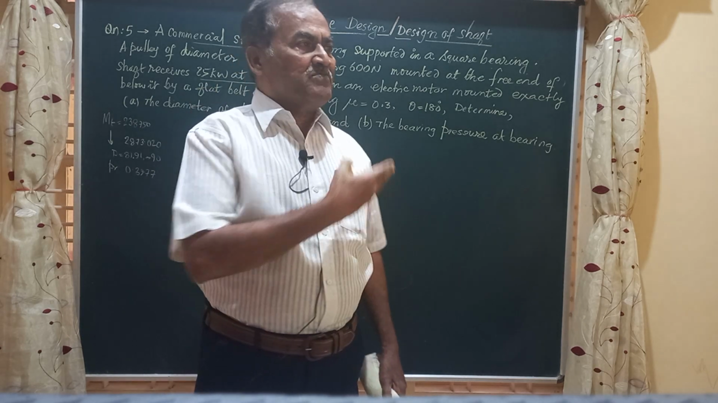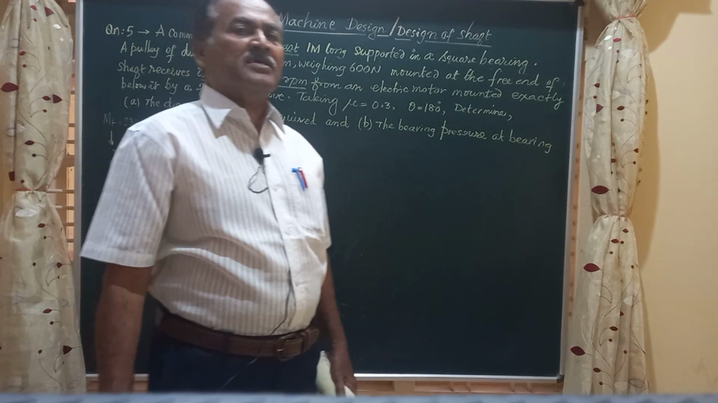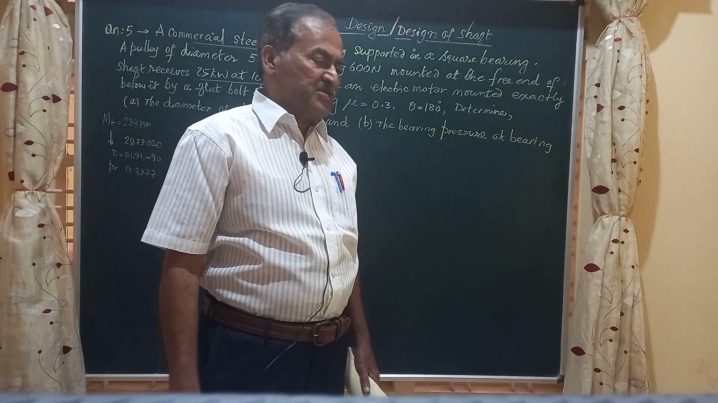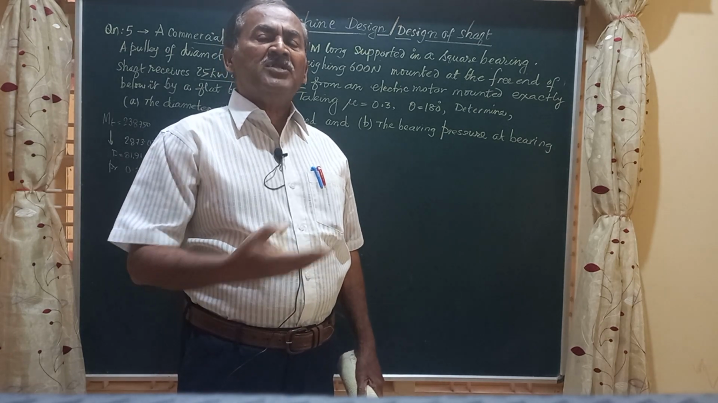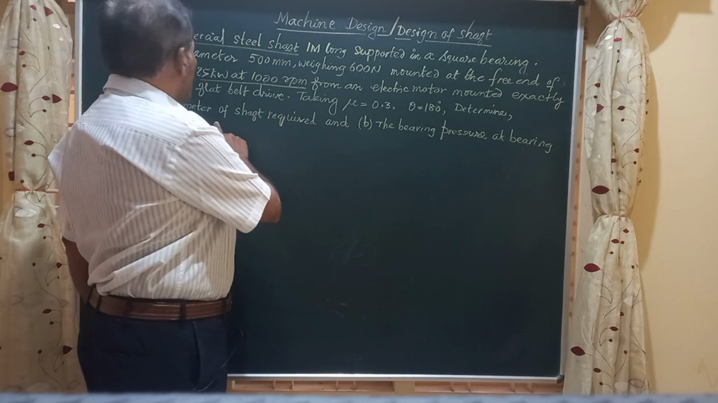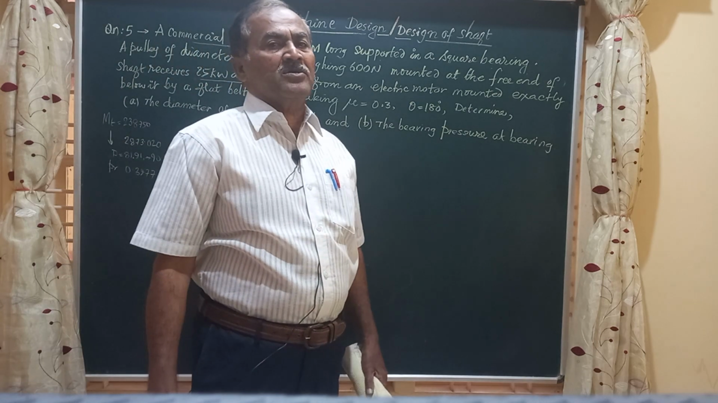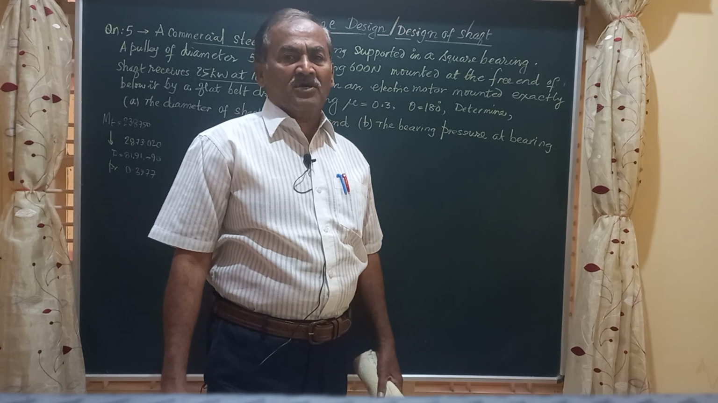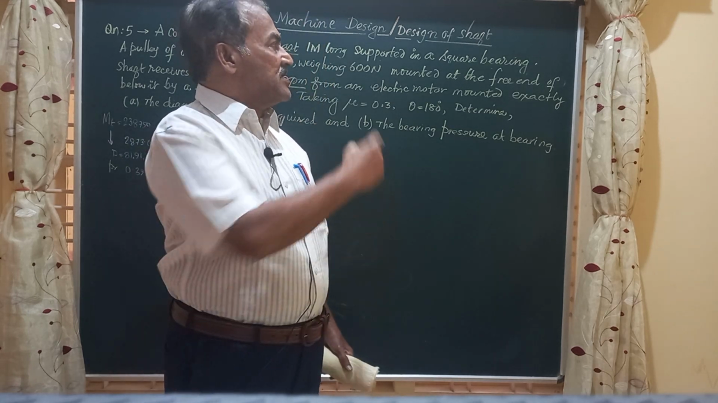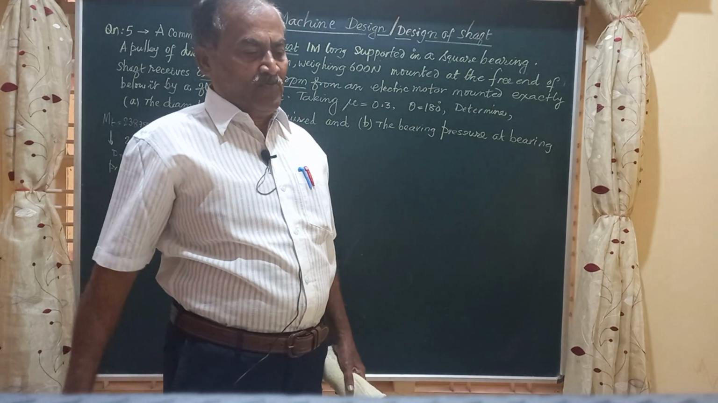Friends, from this data, we can finally conclude that the shaft is subjected to combined bending and torsion. And we need to find out in the first part what's the diameter of the shaft required. So we have to find out what is D, the diameter of the solid shaft required to transmit this amount of torque and the bending moment.